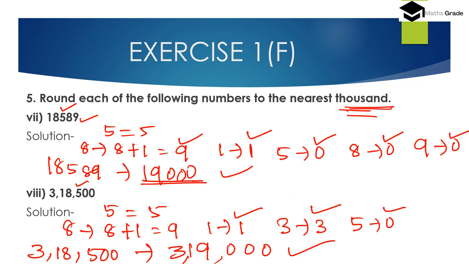Now 18,589 rounded up to the nearest 1000 is 19,000, and 318,500 rounded up to the nearest 1000 is 319,000.